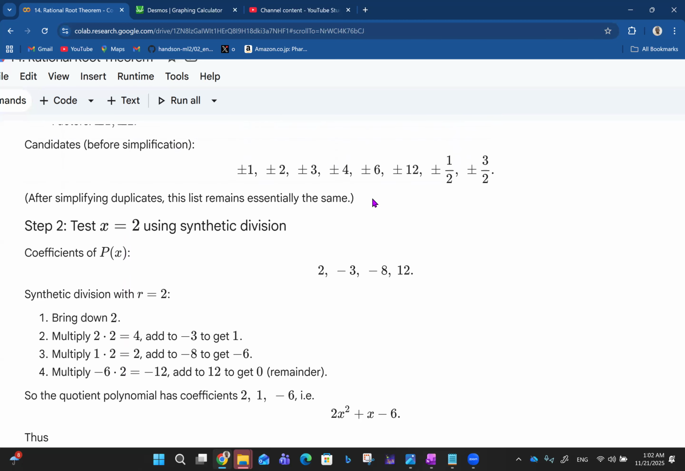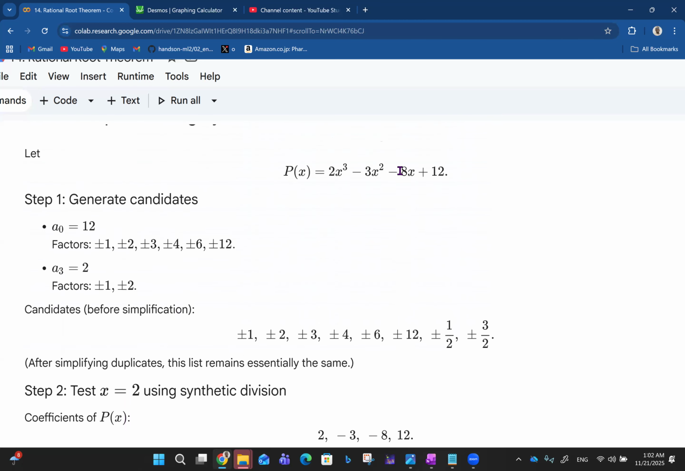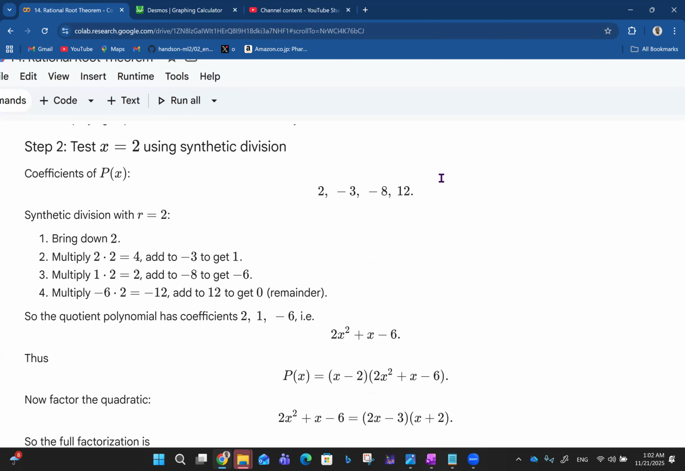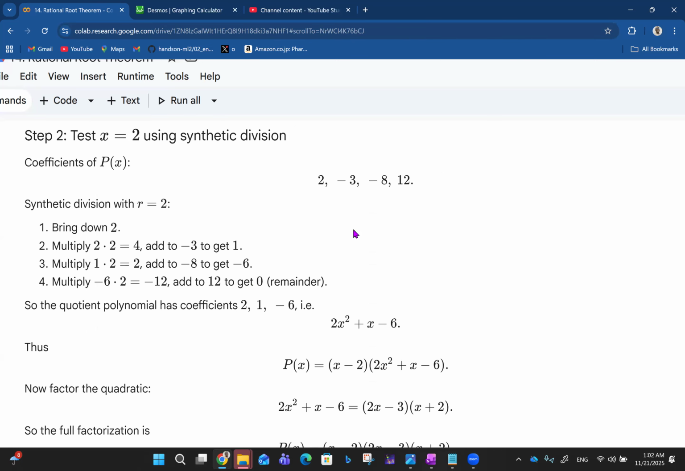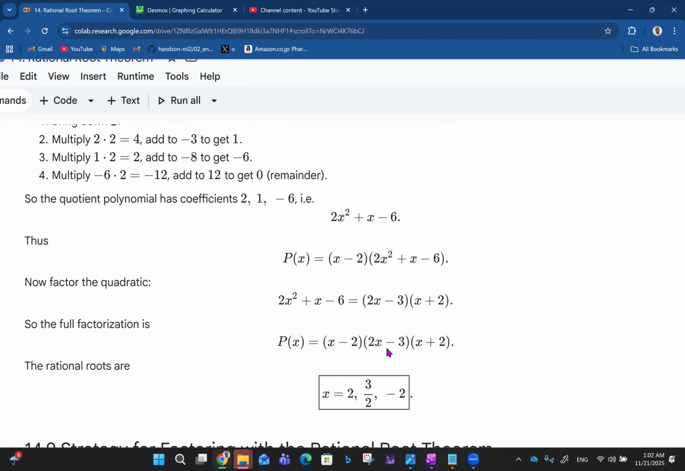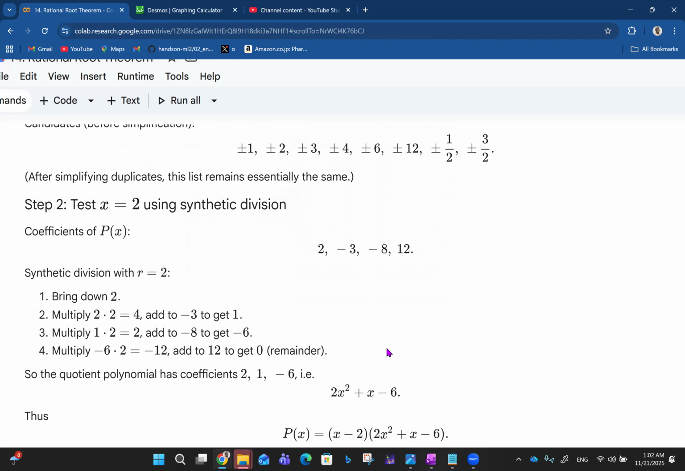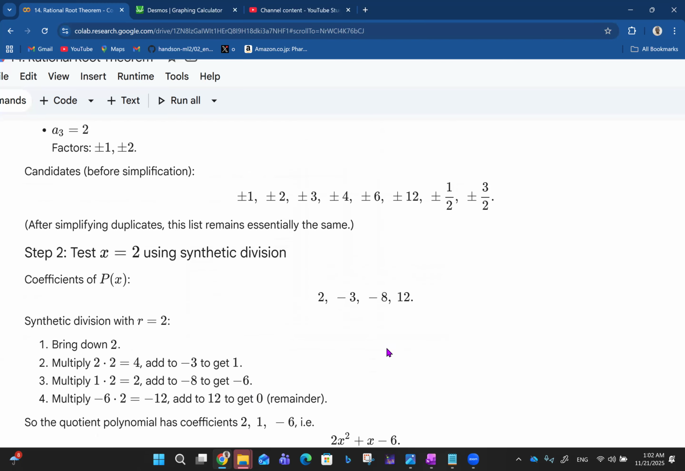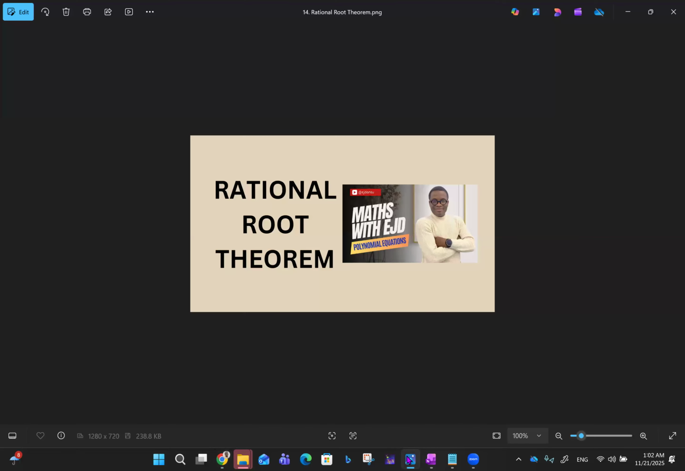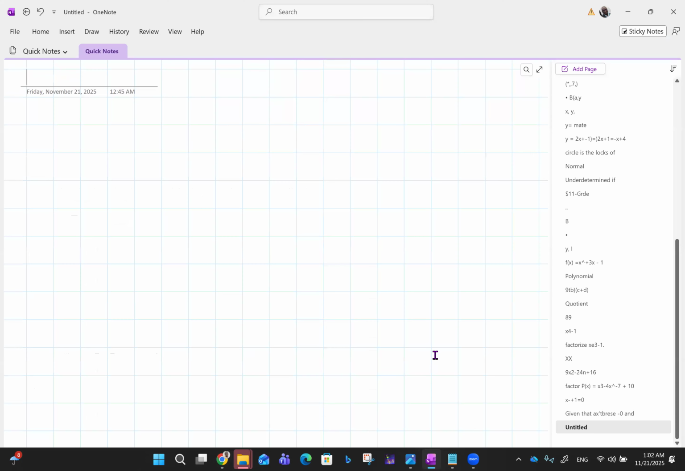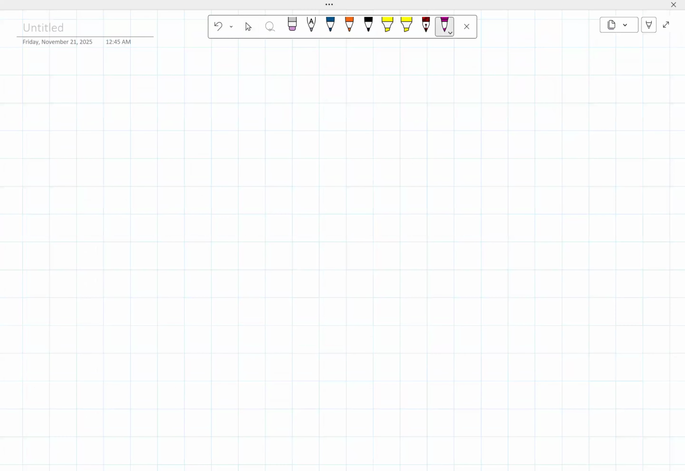To do synthetic division now, the coefficients of the polynomial are 2, minus 3, minus 8, 12. So maybe I get to do this synthetic division to clarify. So 2, minus 3, minus 8, 12, right? And then we are trying with r equals 2. That's our r. So for synthetic division, 2, minus 3, minus 8, 12.